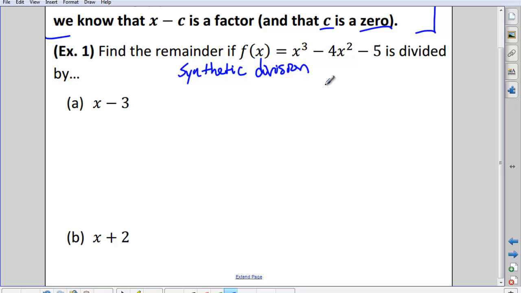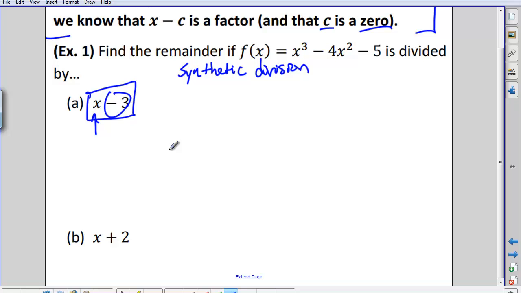Synthetic division is a shortcut method for dividing polynomials, and we can only use it if the divisor, what we're dividing by, in this case x minus 3, is in the form where we have a single x and then plus or minus some single value. So x minus 3, we can do synthetic division.